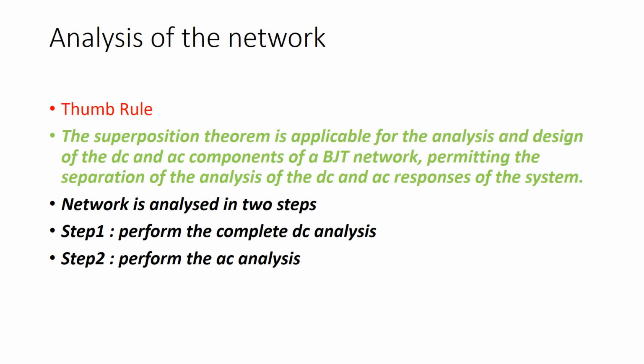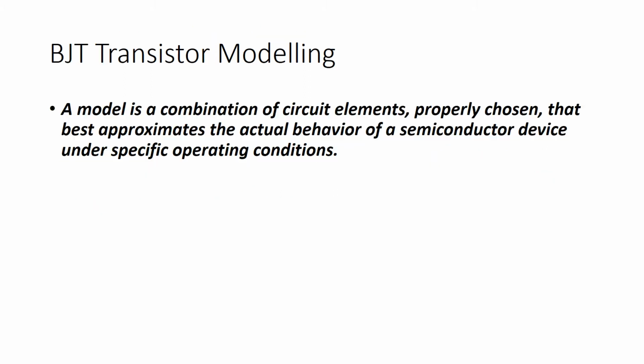Analysis of the network. While doing the analysis of the network, we will be using the superposition theorem, which helps in separation of the DC and AC components, permitting separation of the DC and AC response of the system. A network is analyzed in two steps: perform a complete DC analysis, then perform a complete AC analysis. Then modeling. Modeling is nothing but having an idea of a network, performing the analysis on it and then putting it in real-time operation.